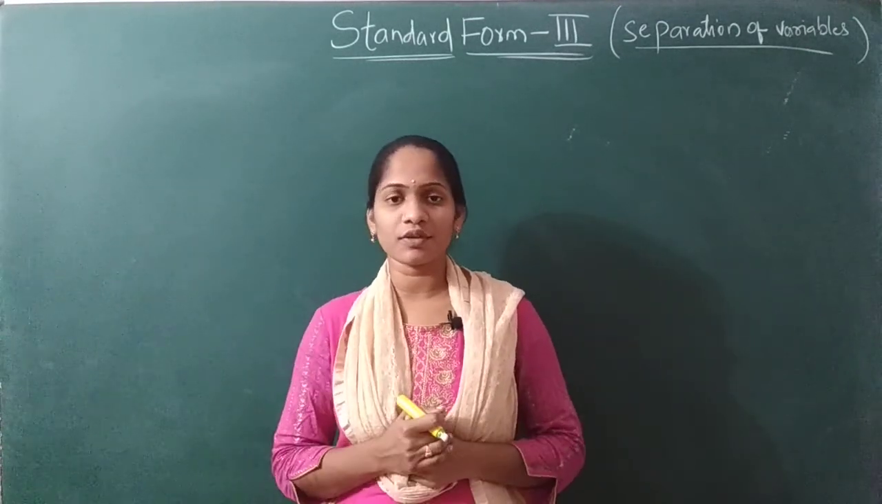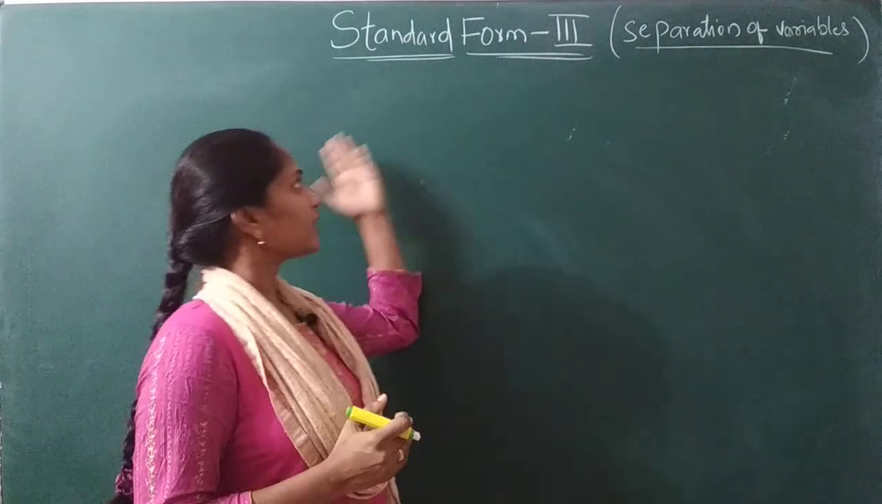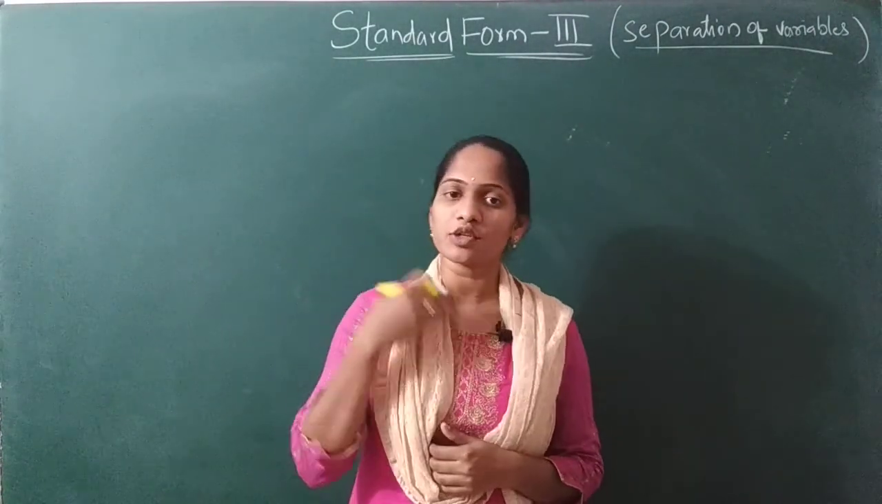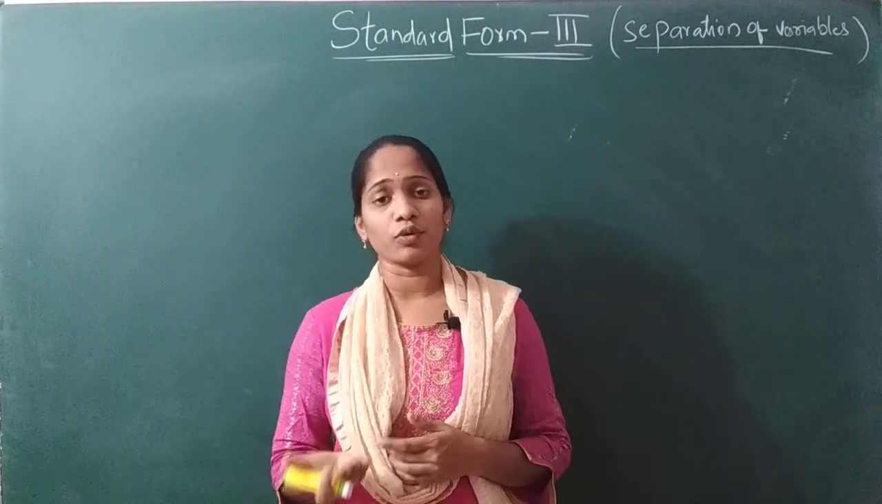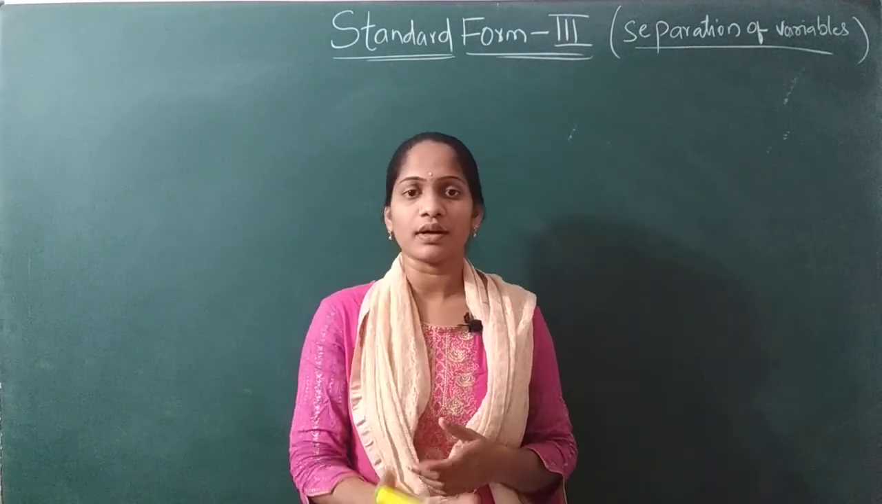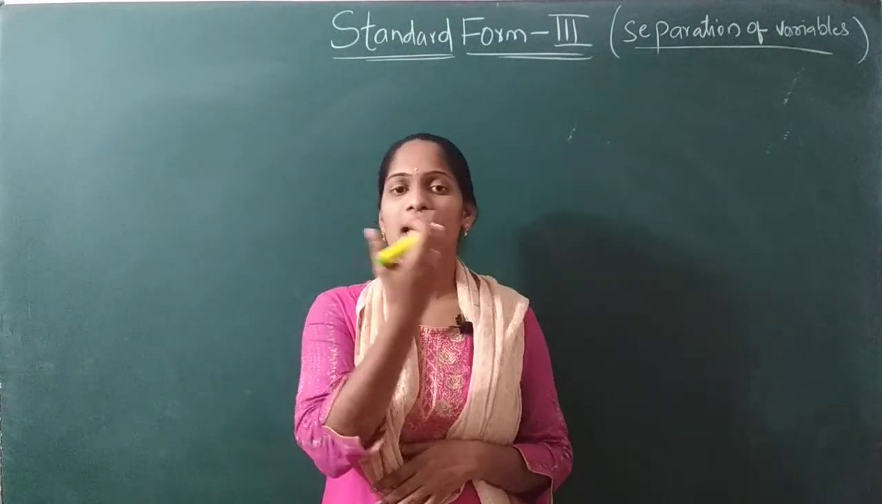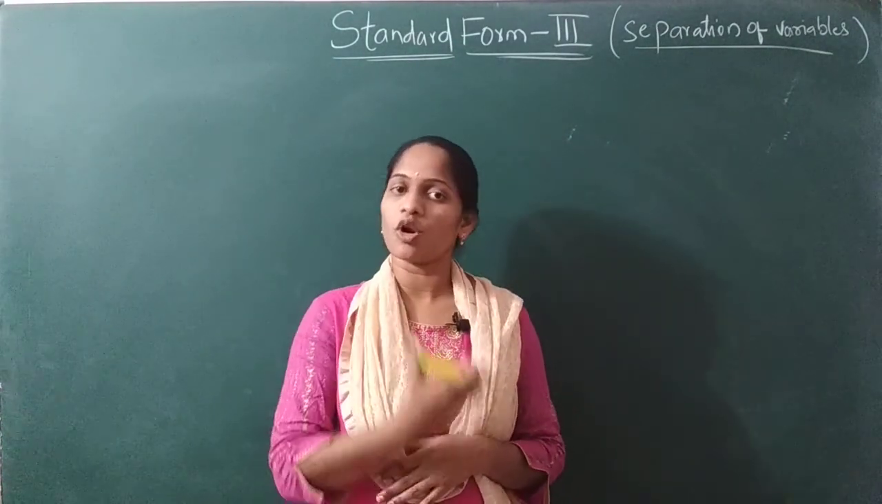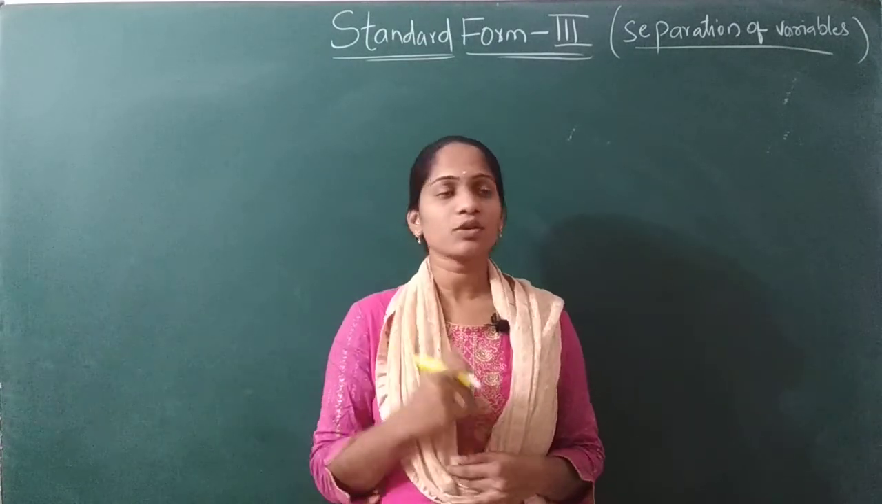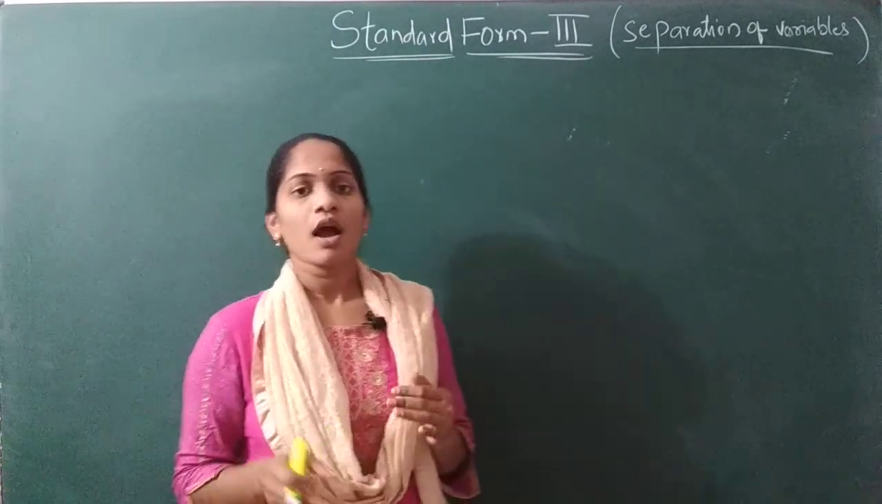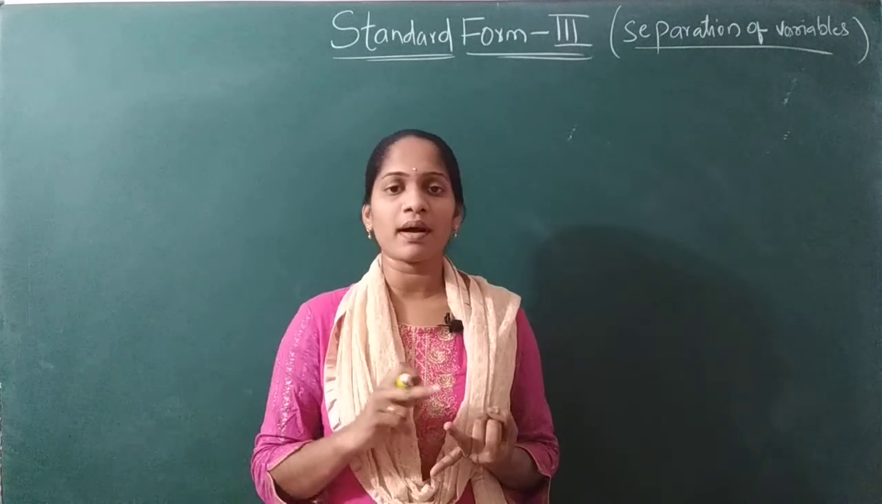So this is another video on standard form 3. In the previous videos we have seen standard form 1 and 2. In standard form 1, only p comma q variables appear. In standard form 2, p comma q comma z. Now in standard form 3, the variables will be x comma y and p comma q.